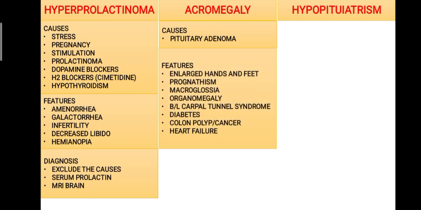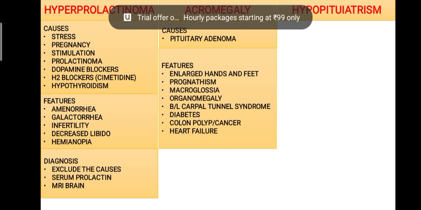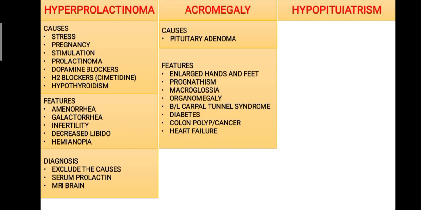So let's see the features. The patient will have enlarged hands and feet, prognathism, that is a protruding jaw, macroglossia, that is a big tongue, and organomegaly, all the organs will be big, and the patient will have bilateral carpal tunnel syndrome. Now usually unilateral carpal tunnel syndrome is common. That may be due to some work related issues. But bilateral carpal tunnel, you have to mainly think about acromegaly and hypothyroidism.